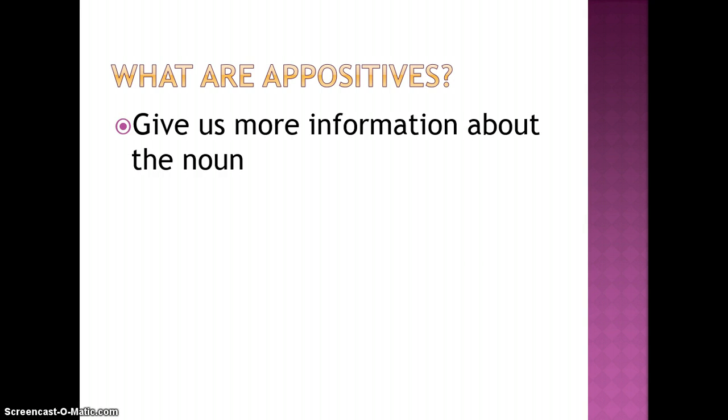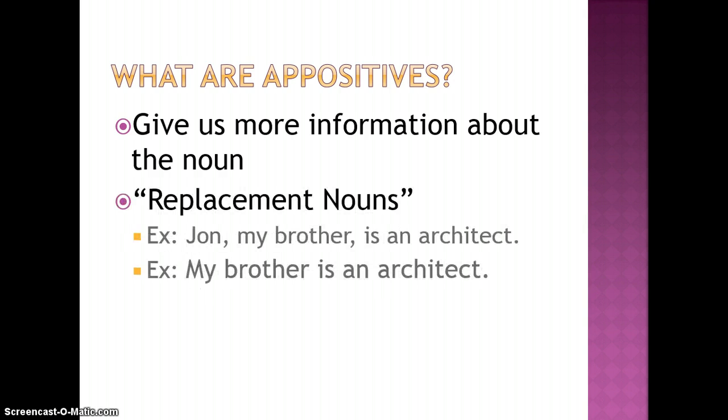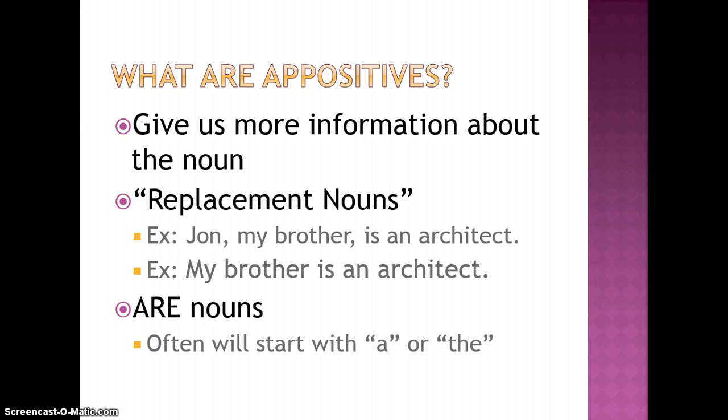Appositives give us more information about the noun, but I actually like to think about them as replacement nouns. So, for example, John, my brother, is an architect. Now, if we think about my brother as a replacement noun, we could just say, my brother's an architect. Leave the name completely out of it. My brother and John would work equally well as the subject of this sentence, but we include both to provide that extra information.